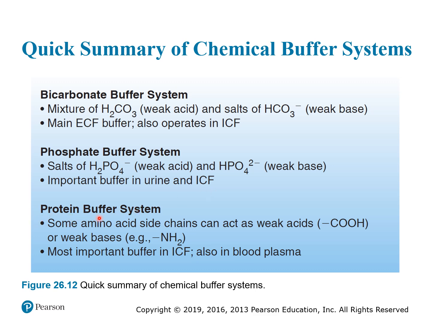And then we have the protein buffer system. Some of the amino acid chains can act as weak acids because each amino acid has a COOH group and a NH2 group. So this group can act as a weak acid and this can act as a weak base. So this is known as an amphoteric compound because it has both the weak acid and the weak base, and they are the most important buffer in the intracellular fluid, also in the blood plasma.